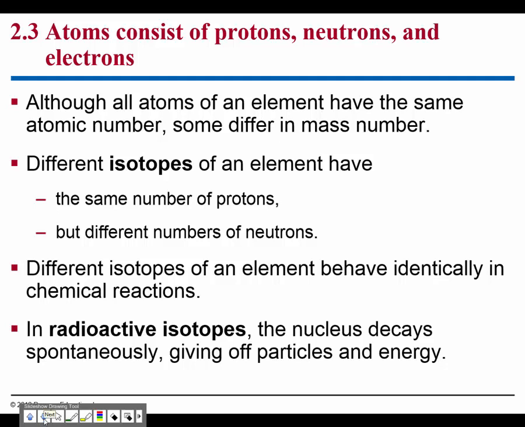And so all atoms of an element have the same atomic number, but they can differ in mass number. Right? And so you get isotopes. Isotopes have the same number of protons, but different numbers of neutrons. And remember, we can adjust the number of neutrons and still have it be the same element. We just can't adjust the number of protons. If we do that, it changes the element. So when you have different isotopes, they're going to behave differently.